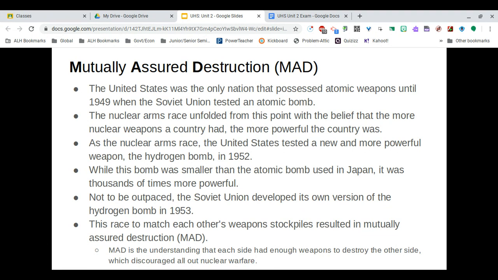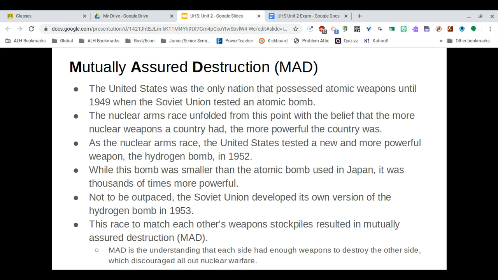The United States possessed atomic weapons until 1949. They were it. That was just the United States. But then the Soviet Union was able to test their own atomic bomb. And eventually, you start developing more powerful weapons. The hydrogen bomb in 1952 is smaller than the atomic bombs, but it's way more powerful. And then the Soviet Union developed the hydrogen bomb in 1953.